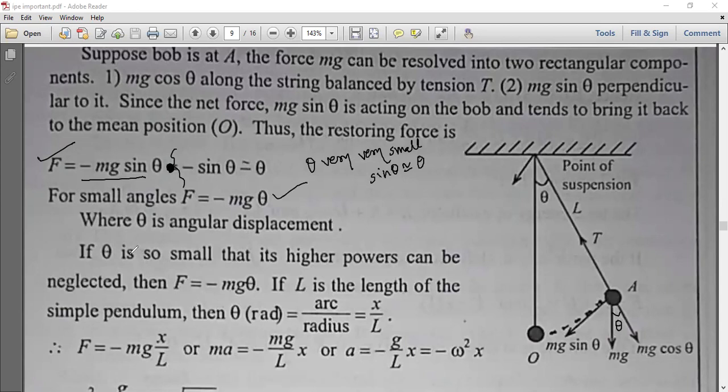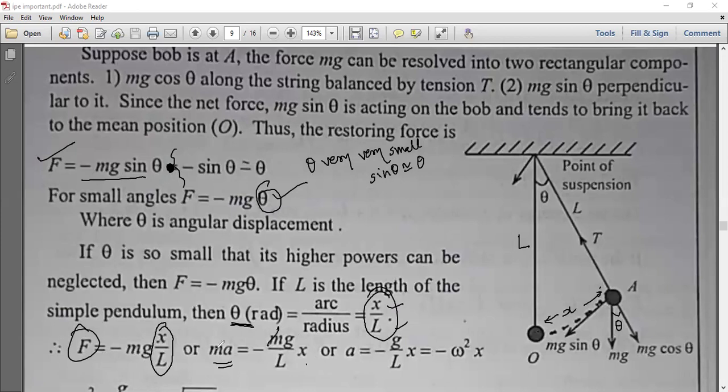Next, this is one arc, and that's why this angular displacement theta is equal to arc by radius. This arc is x, and this is radius L. So arc by radius means x by L, and therefore in place of theta I substitute x by L, and F is equal to minus mg x by L. Now we know F is equal to ma. So ma is equal to minus mg by L into x.